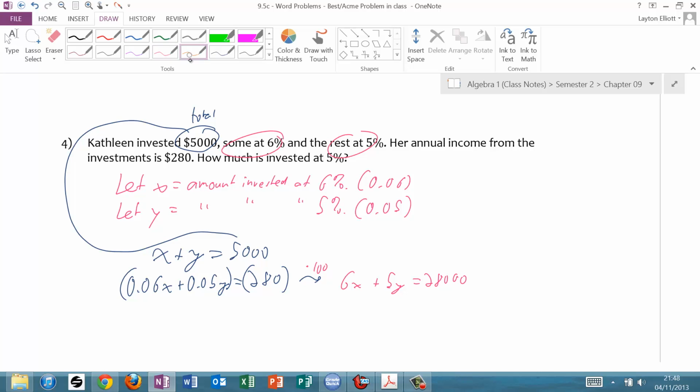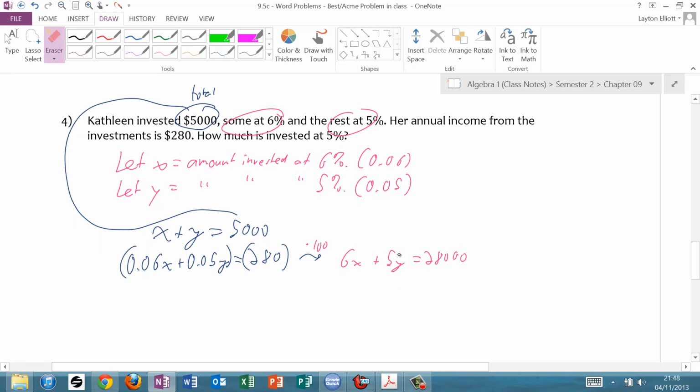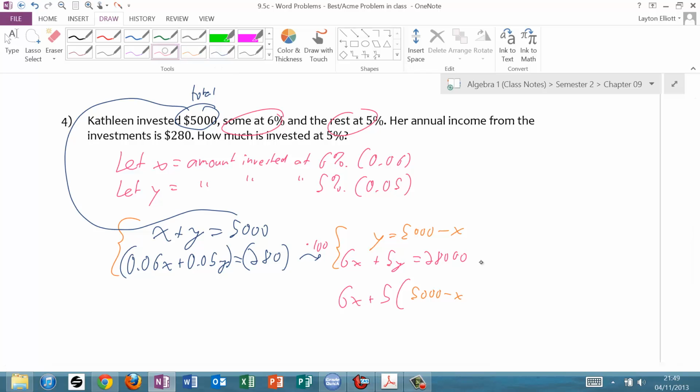Then I'm going to take this top one and let's just rewrite it. Let's do substitution on this one. I'm going to rewrite this one as y is equal to 5,000 minus x. So now I have my two equations again. I'm going to put the little braces there so we can see them. And I'm going to substitute. So 6x plus 5 times 5,000 minus x equals 28000.